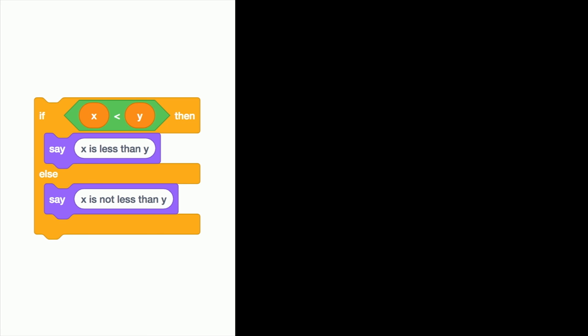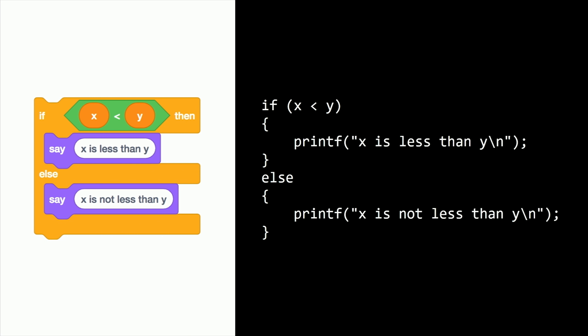In C, it almost looks the same, but you set yourself up with an else block with two sets of curly braces, sort of two characters ready to hug the lines of code in between them. And we can just plug in now literally the translations to printf by saying printf x is less than y or printf x is not less than y.